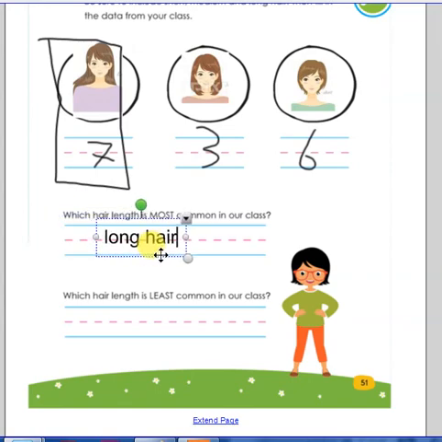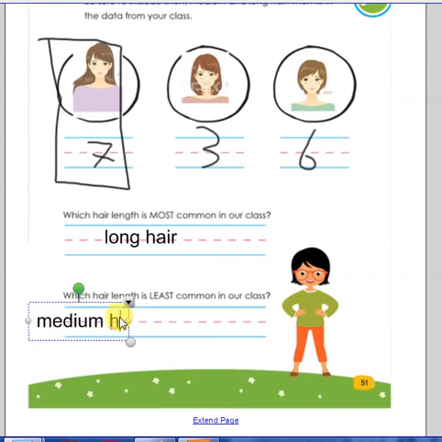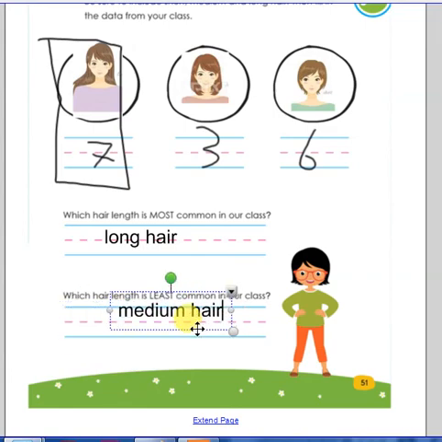Which hair length is least common in our class? Is what? Least, 3 or 6. The least is 3. So the least common in our class is what? Medium hair. Medium hair is the smallest number or the least common hair in our class.